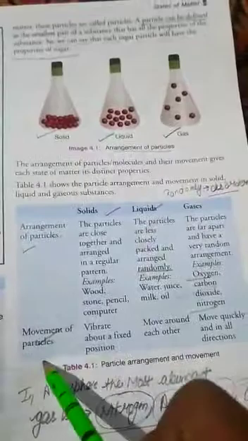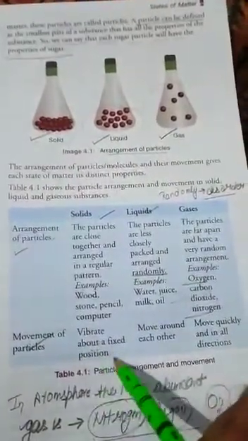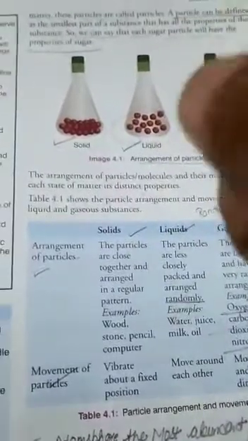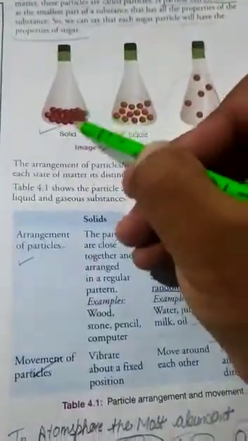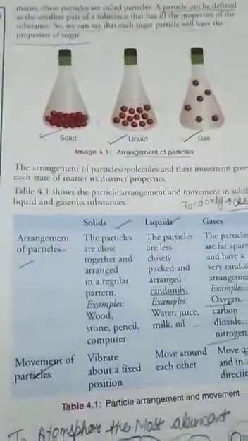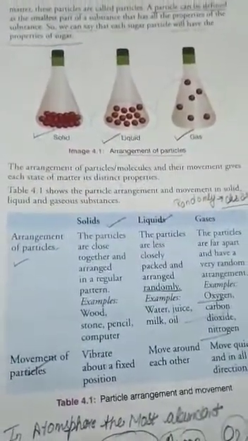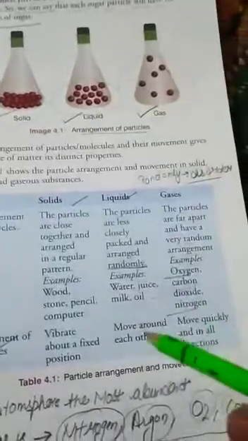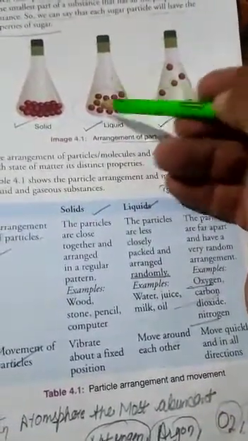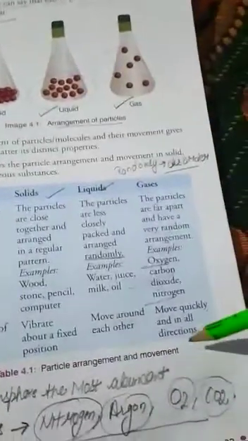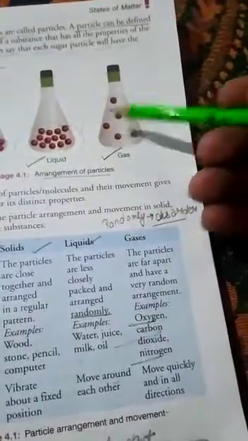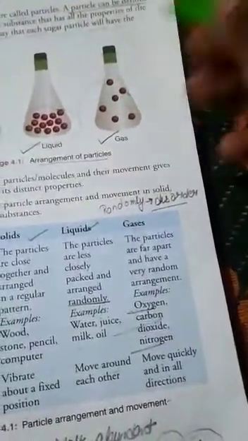After that, the movement of the particles. In solids they vibrate about a fixed position because they are very close to each other and the force of attraction between them is very strong. They vibrate due to temperature or some other reason in their particular position; they don't move from one place to another. In liquids the particles move around each other because they have some space. In gases they move quickly in all directions because they have very much space between them. That's why they move very fast.